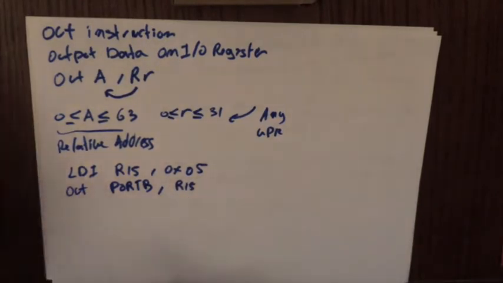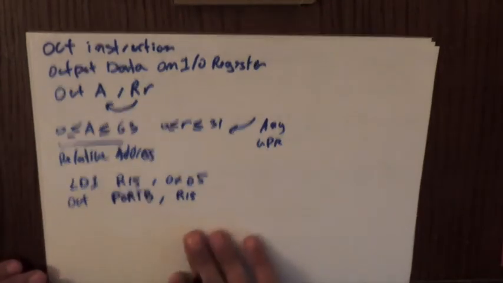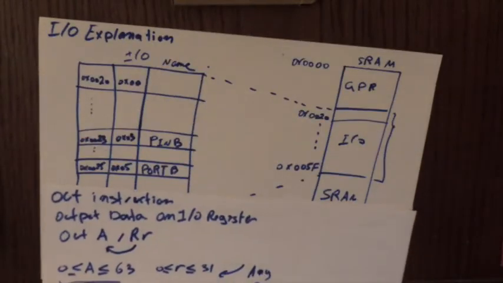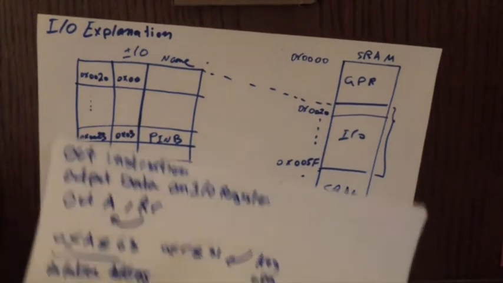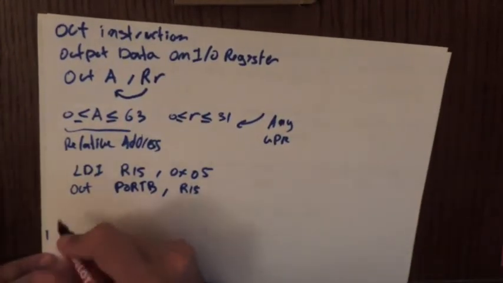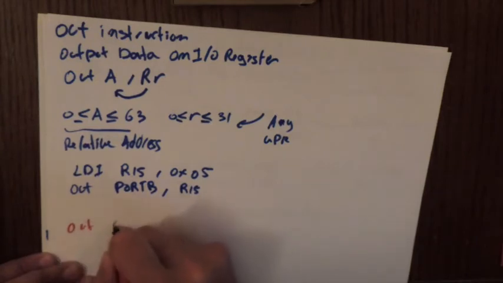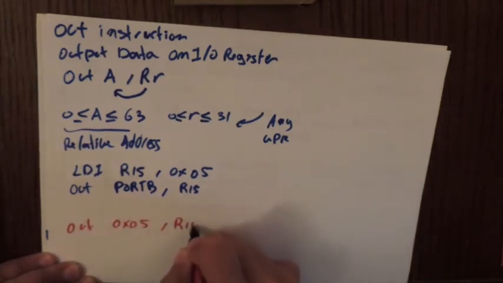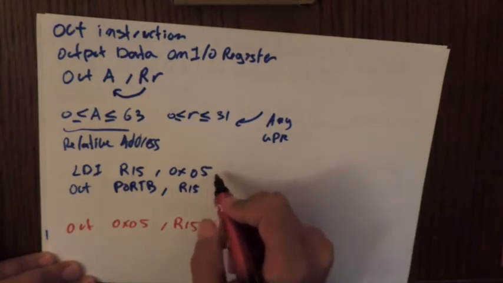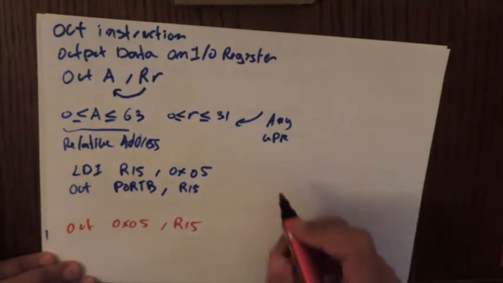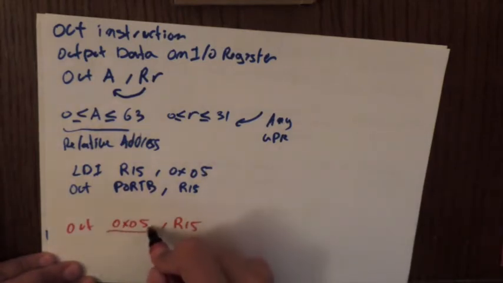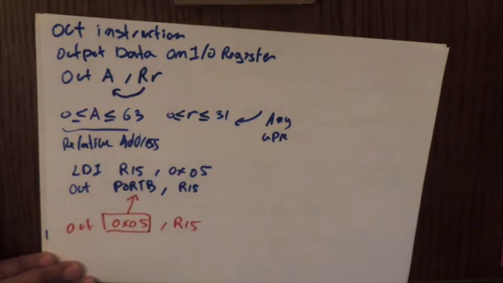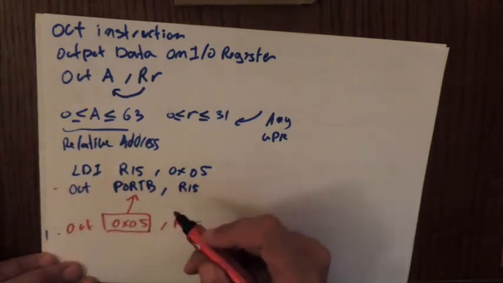Another way of writing this one is actually giving the address. If we noticed in this explanation of the I/O, port B is at 0x05. So what I can do is say out 0x05, R15. Please don't confuse this 5 with this 5 just by chance. It can be 6, 7, 8, but this is pointing to port B. So I can use this or this, but this is more readable.